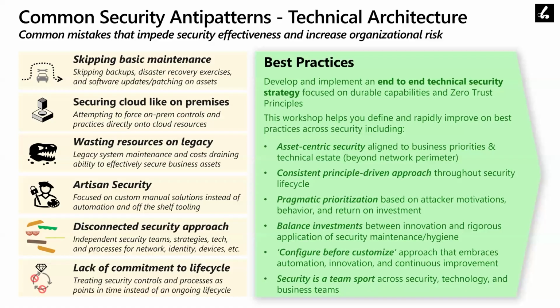Skipping the backups, the disaster recovery, and regular patch cycles, those are the anti-patterns. The second type is securing the cloud like an on-premise. Most of the organizations that migrate to the cloud have a hybrid environment. They treat on-premise and cloud in the same manner.